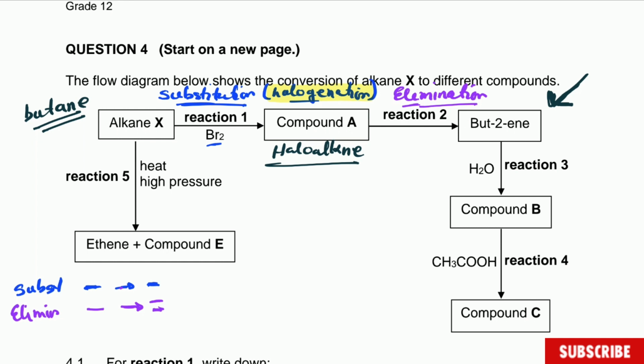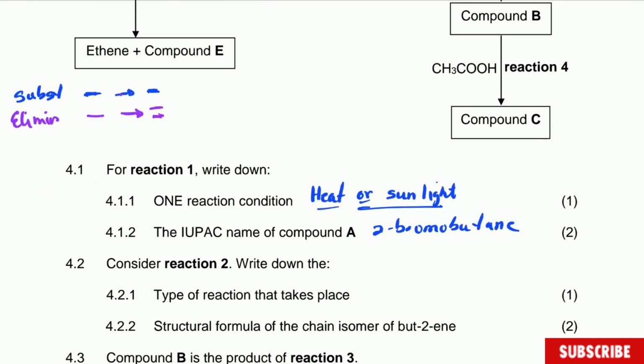In this case, you are going to get rid of the hydrogen and the halogen, so this one is dehydrohalogenation. The question says, consider the reaction 2, write down the type of reaction. I'm going to write elimination.